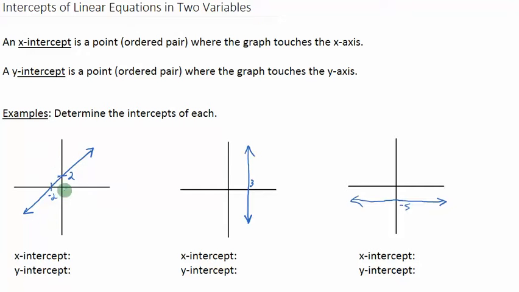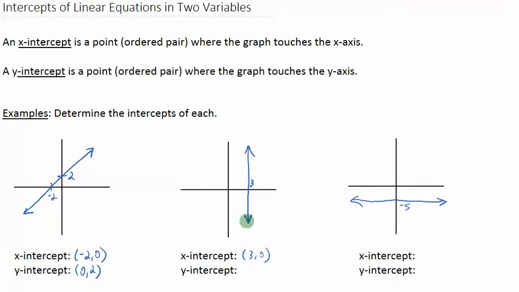In this particular line, the x-intercept is where the graph touches the x-axis, which would be right here at this point, which is the ordered pair -2, 0, because the x is left 2 and the y is 0, not off of the x-axis. The y-intercept is this point up here. X is 0 and y is 2. For the second example, the x-intercept is the point where the graph touches the x-axis, which is right here. X is 3, y is 0, so the ordered pair 3, 0.